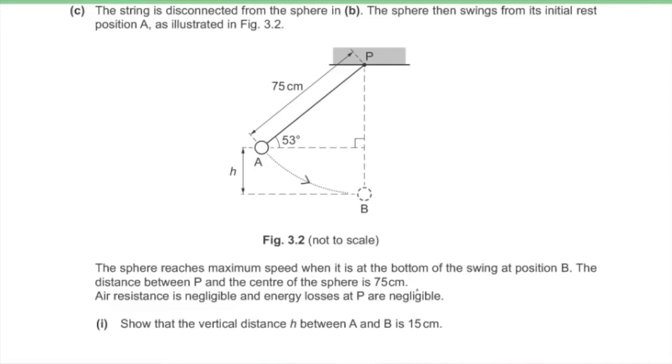Part 1 showed that the vertical distance h between A and B is 15 centimeters. So this distance between the center of the sphere and point B is 75 centimeters. So this distance must be 75 sine 53, which is equal to 59.9 centimeters. And this in total should be 75 too, because when the ball comes to position B, it is again the distance. This whole distance is again the distance between the center of sphere and point B.